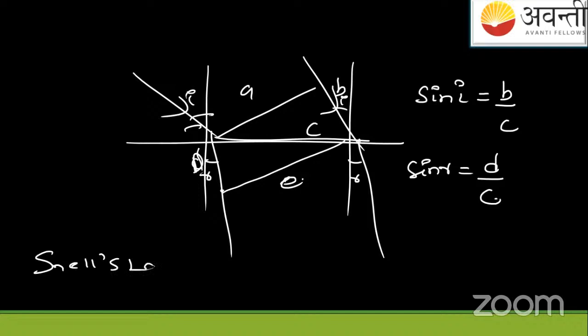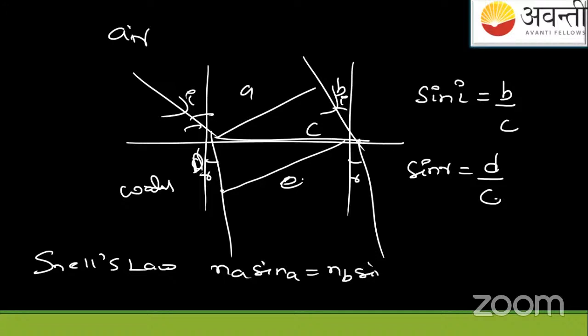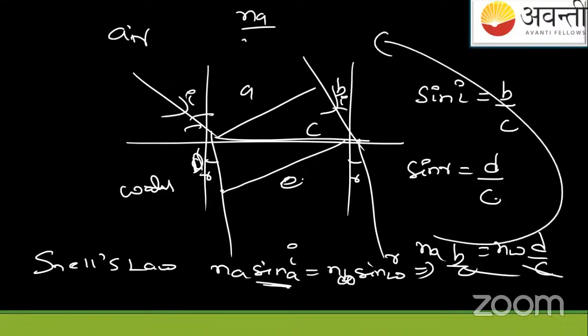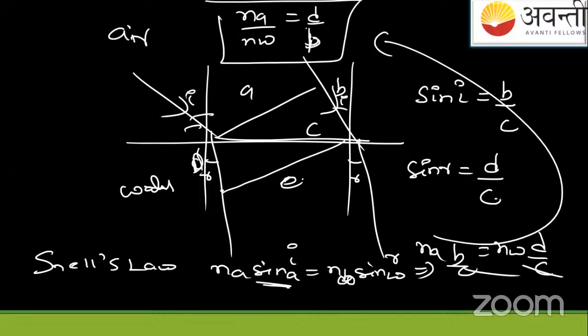Snell's law says N of air sine I, because the angle of incidence is in air, and the angle of refraction is in water, N of water sine R. So sine I is B by C, and sine R is D by C. C will cancel. So the answer comes out from this: Na upon Nw is equals to D by B.